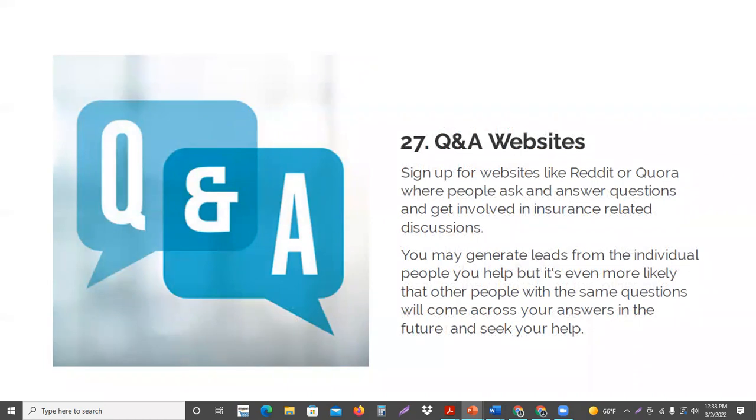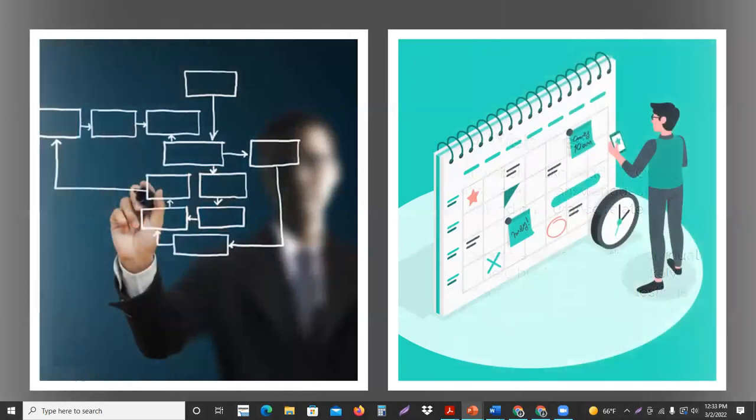And then Q&A websites. If you want to know what the American people have on their mind, what they're talking about, what answers they're getting back, look at discussion forums like Reddit and Quora. You can start to understand, and if you go in there and start answering questions, you can generate leads, or at least know how people are reacting or what people are thinking about on a day-to-day, week-to-week, month-to-month basis.